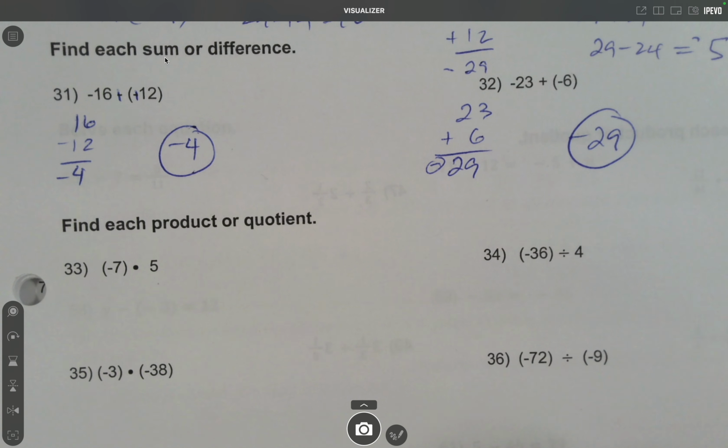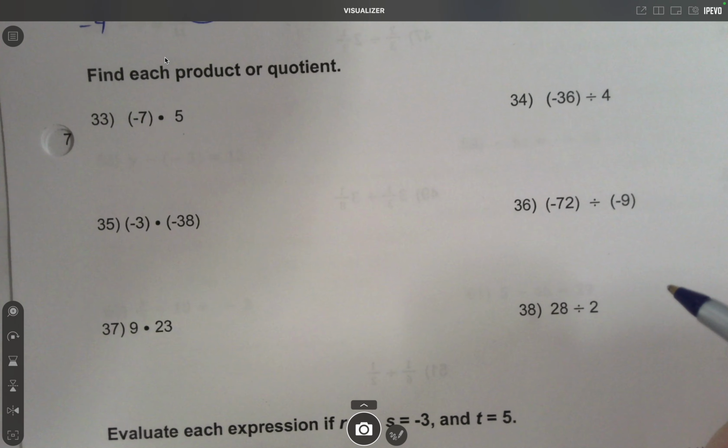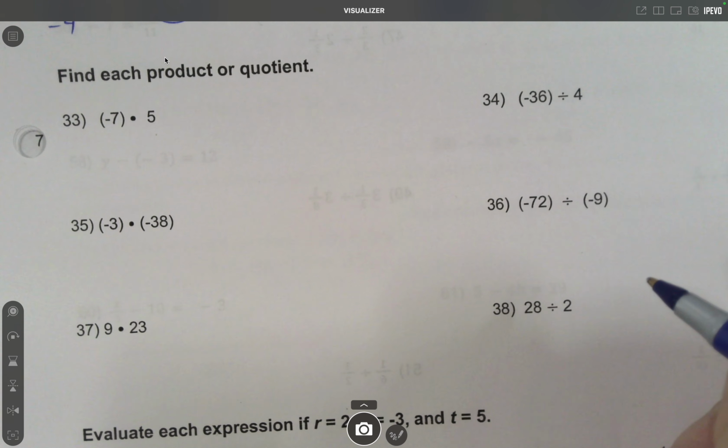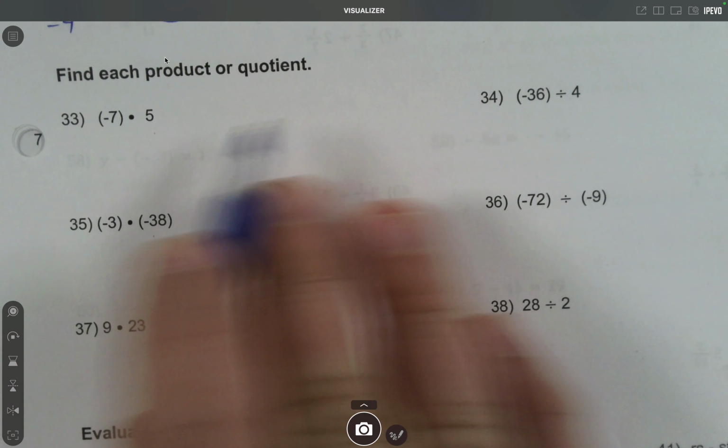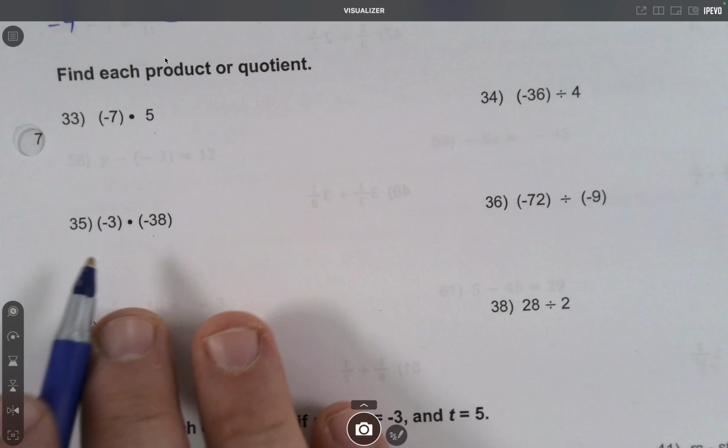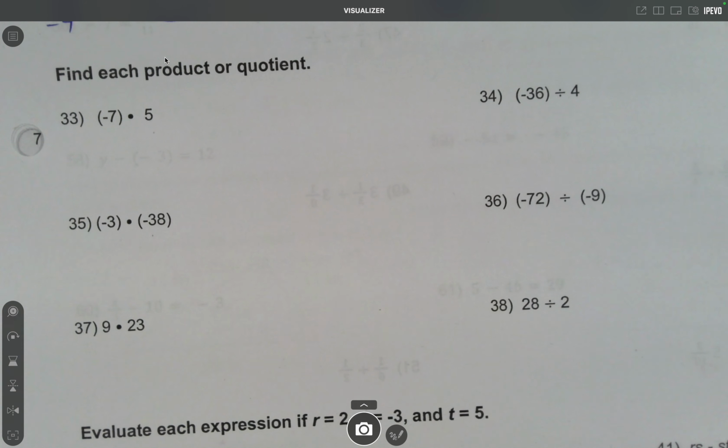Okay, on the next, since we're working with multiplying and dividing, as far as signs are concerned, what you need to remember is if one is negative and one is positive, the result is a negative number. In other words, if they have different signs, like 33 and 34, the result will be negative. If they have the same sign, like actually all the rest, both negative, both negative, both positive, the result will be positive. So different signs have a negative answer, same signs have a positive answer.